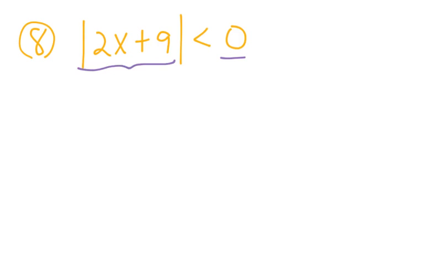All right, example number 8, absolute value of 2x plus 9 is less than 0. Now, take a look at this situation, and hopefully it strikes a chord with you thinking, absolute value is always positive, but yet they're saying that the expression 2x plus 9 absolute value is less than 0. Well, that means it's negative, which is never true when it pertains to absolute values, so this is no solution.